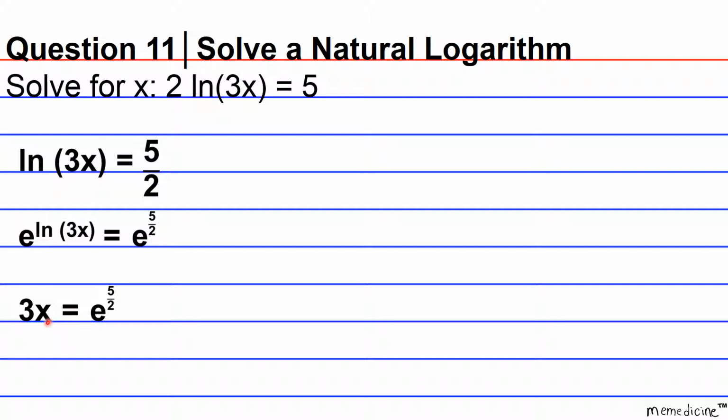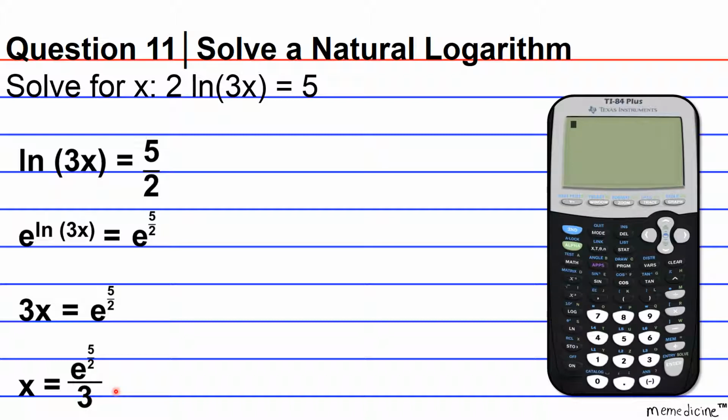And in order to figure out x, because that's the original question in our question stem, we're going to divide both sides of the equation by 3. And when we do that, we get that x is equivalent to e raised to the 5 over 2, all divided by 3. Now, I'm not sure if you can figure this out. I know I cannot without the help of a handy dandy TI-84 Plus calculator.